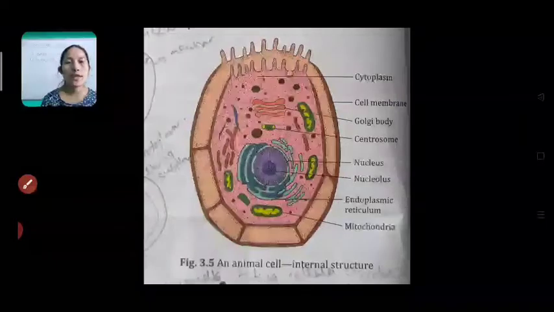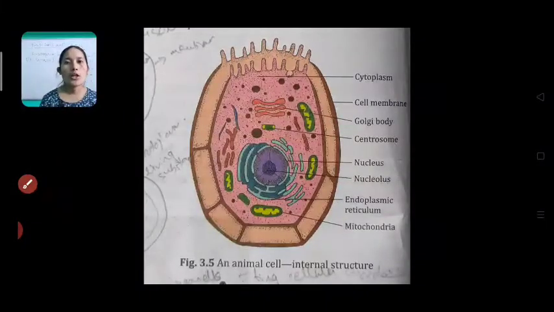Now this is a diagram of an animal cell. In the case of an animal cell, you do not have a cell wall, you just have a single protective membrane, that is referred to as a cell membrane. Today we will be discussing the basic structures which are present both in a plant cell as well as in an animal cell. So what are those basic structures? Those basic structures are your cell membrane.